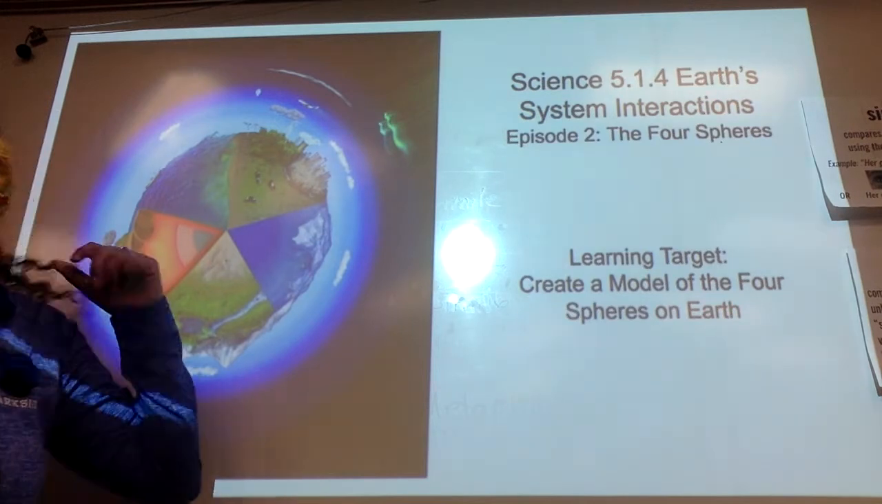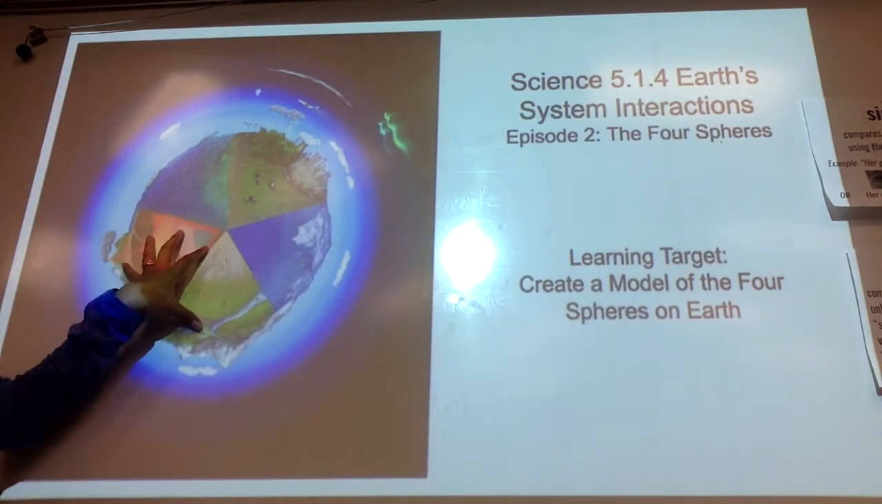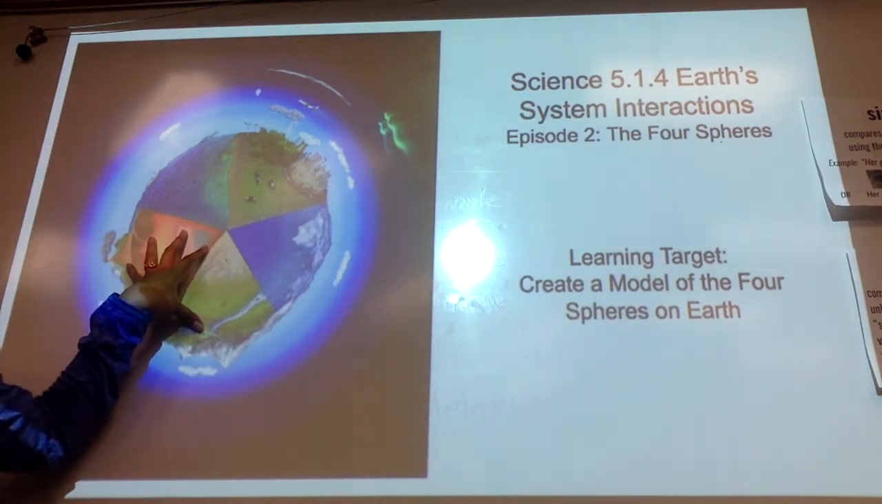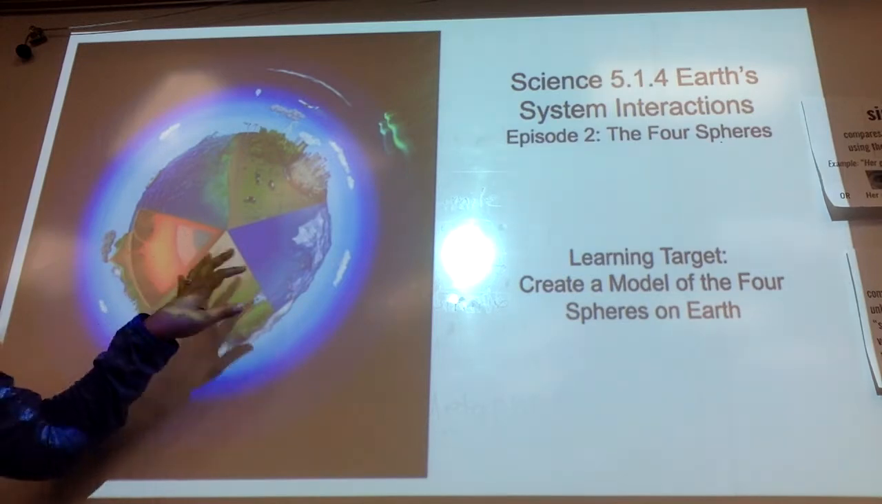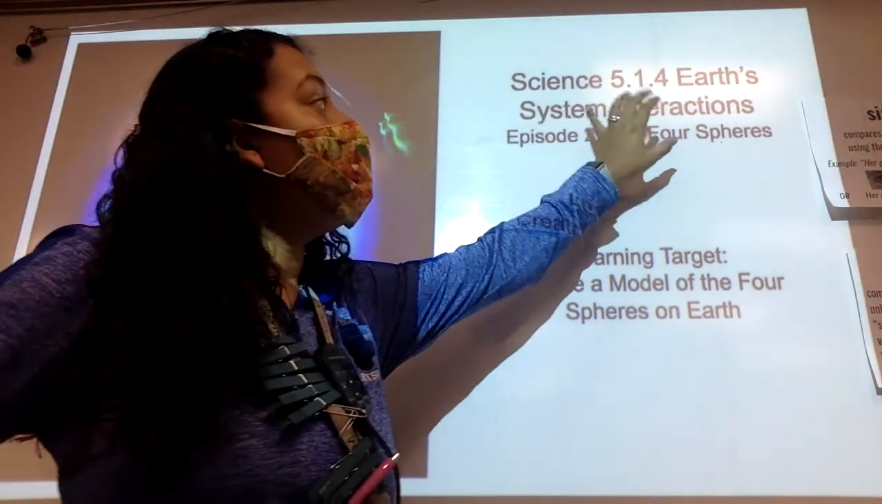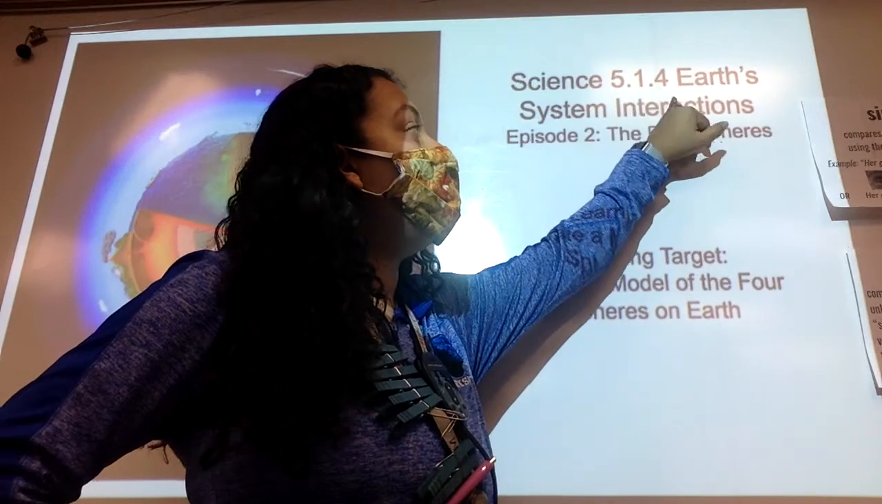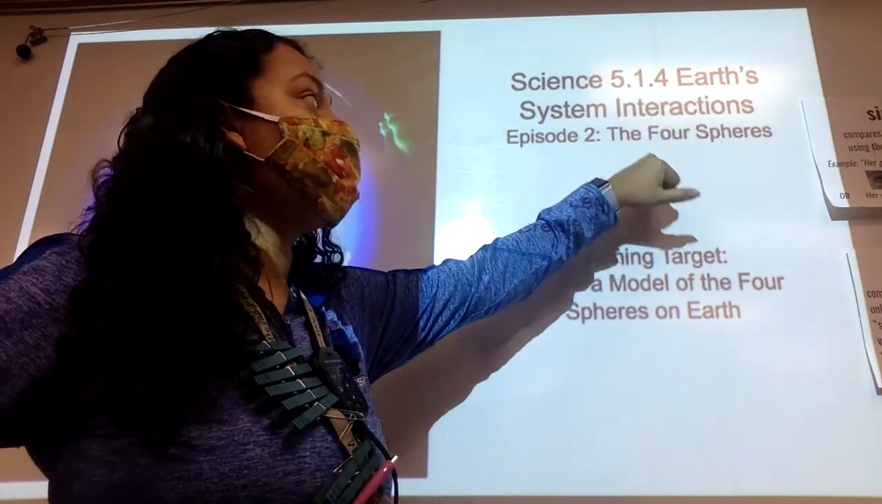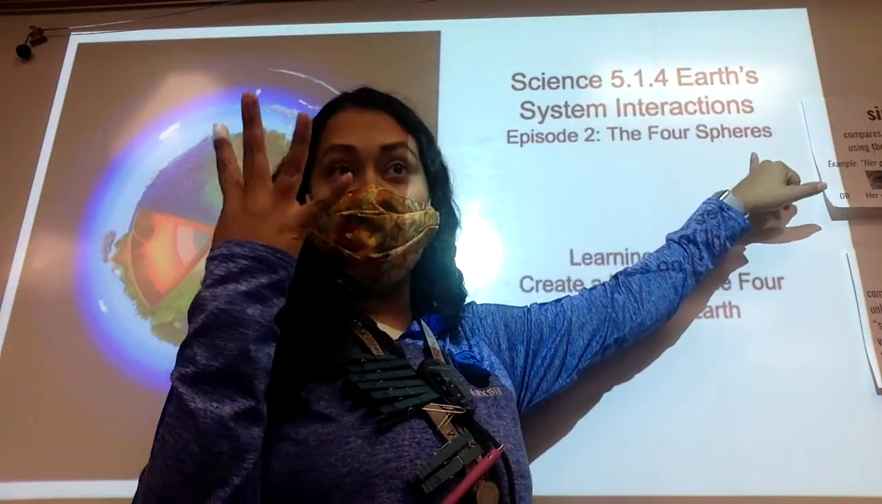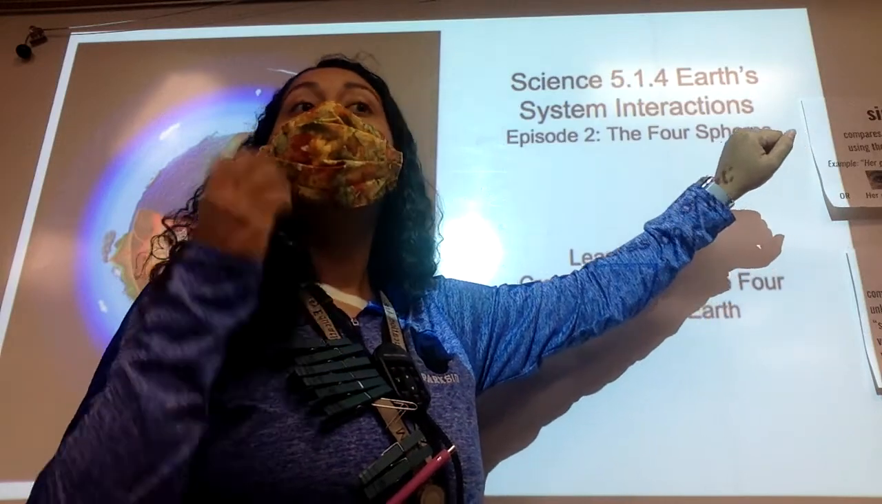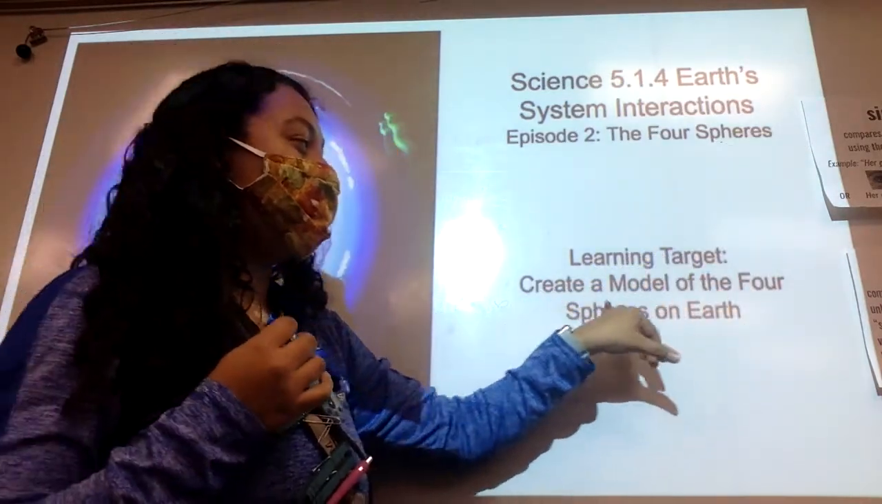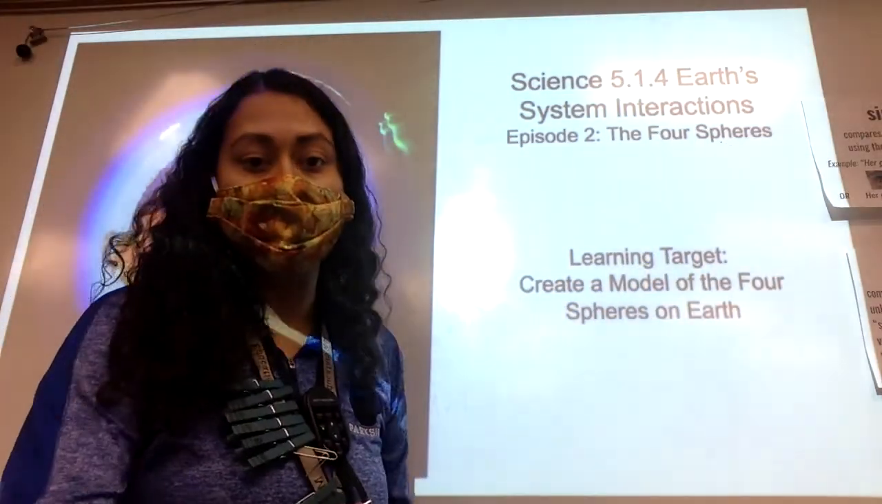Thank you. Okay, so here's kind of a model that it should look like for tomorrow as well, okay? Science, we are on 5.1.4, Earth system interactions. The 4 spheres, how many? 4. Thank you, 4. Okay, so create a model of the 4 spheres on Earth.